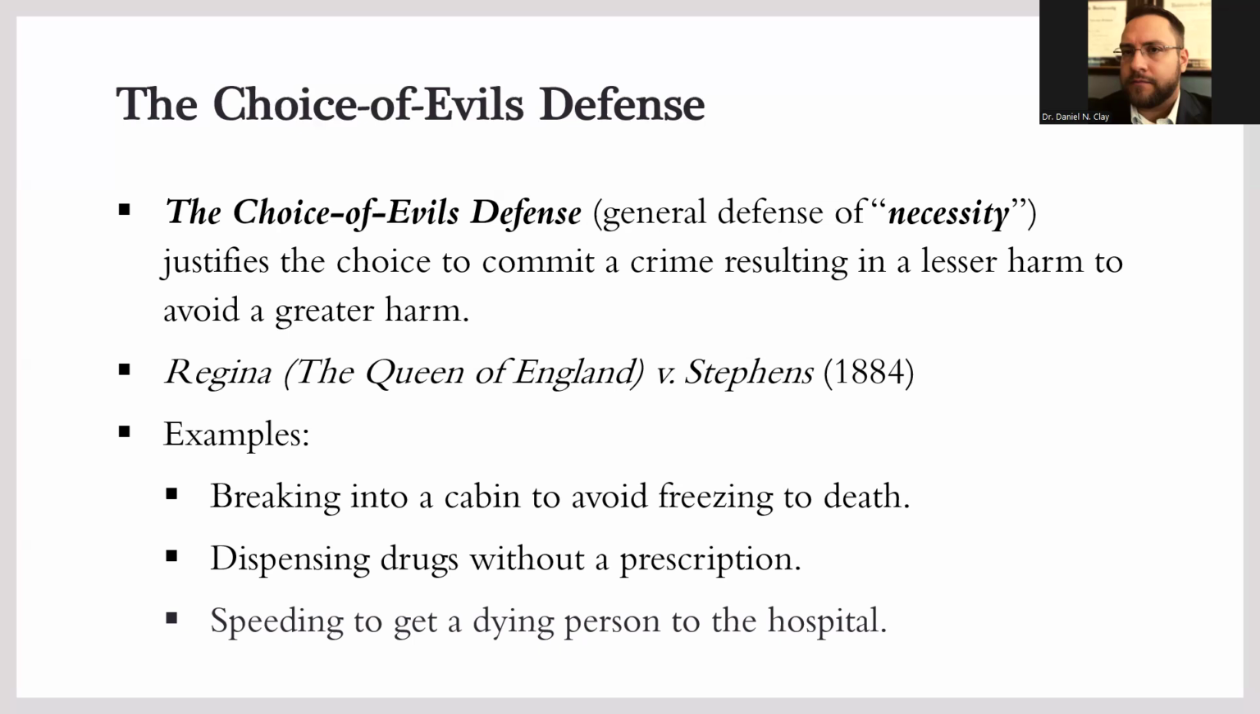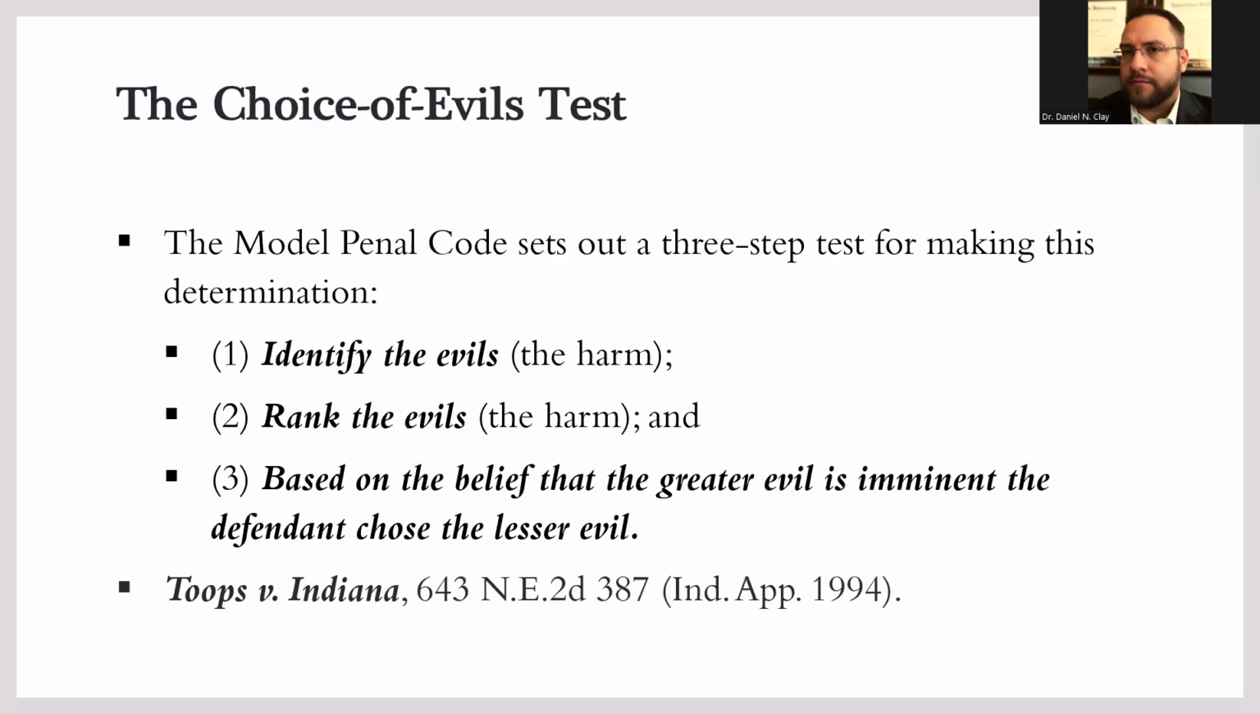Sometimes we want you to commit a crime if not committing a crime is going to cause a bigger harm. So how do we actually test for choice of evils, right? We test for choice of evils by taking 3 steps. First, we identify the evils, right? What is the harm from committing the crime versus what is the harm from not committing the crime?